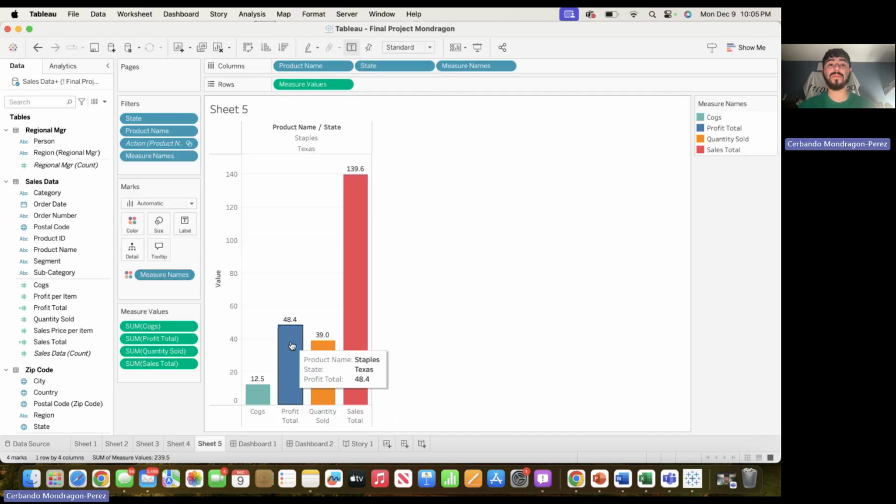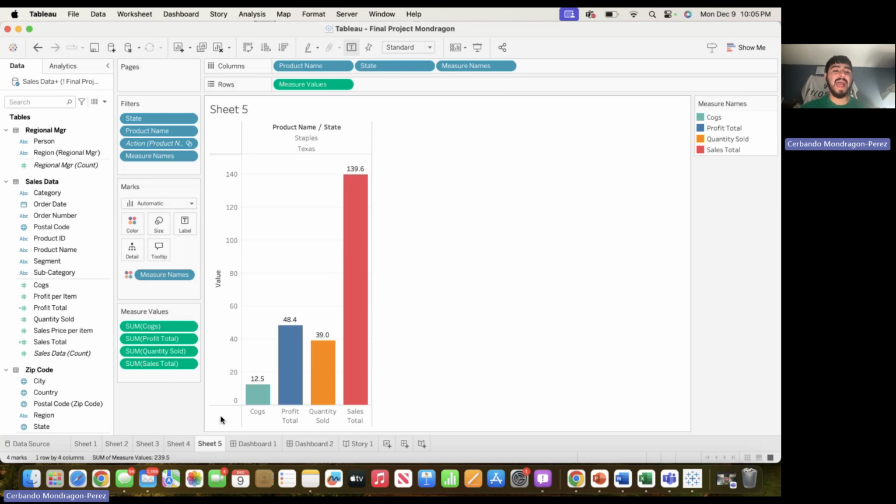Their profit total was $48.44, with a sales total of 139.6. And they sold a total of 39 staples, like you saw here. That's it for all of my sheets.